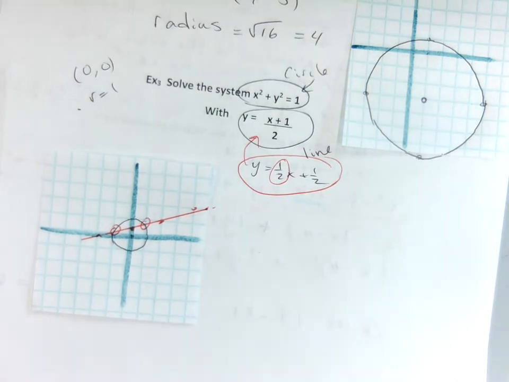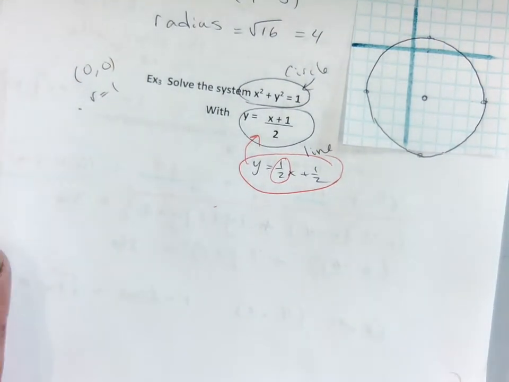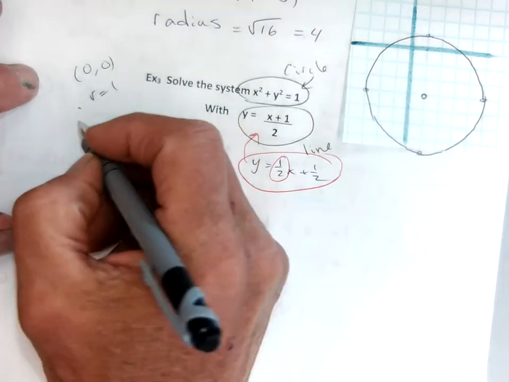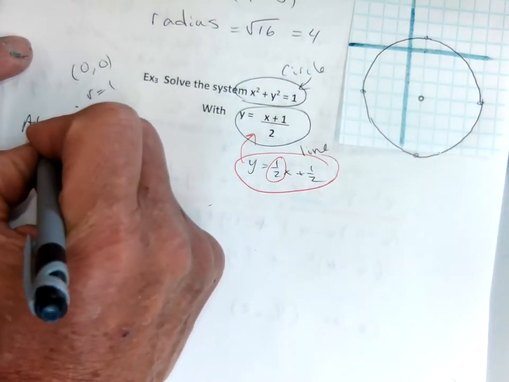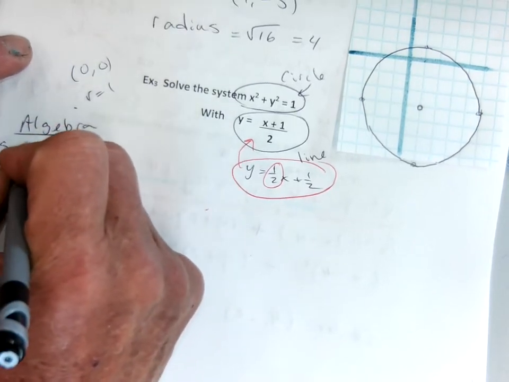So this is what I know. I've got a line going through a circle, and it intersects the circle in two places, okay? I can guess, but my guess is probably not real good. Or I can do it algebraically. So to do it algebraically, here's what I'm going to do. I'm going to do it by substitution, okay? I'm going to use algebra, and I'm going to use substitution.